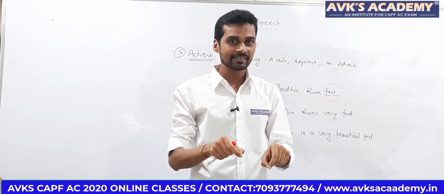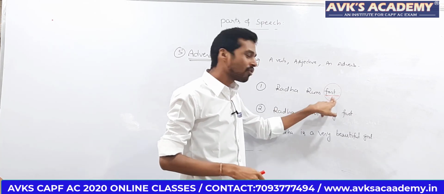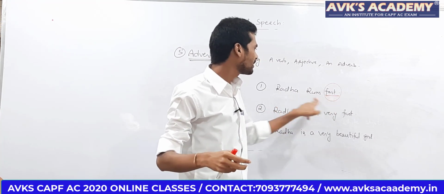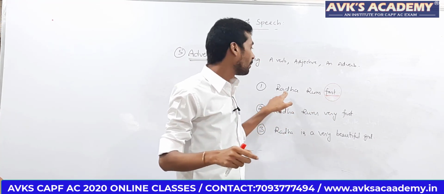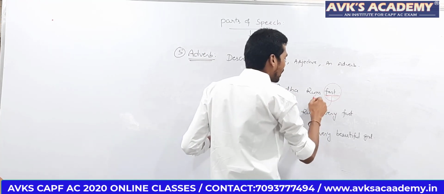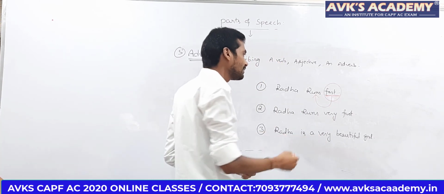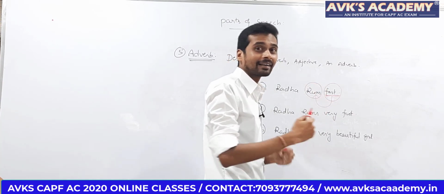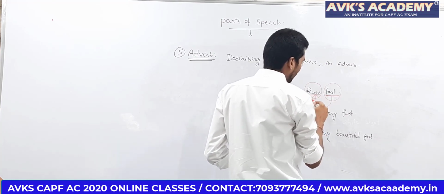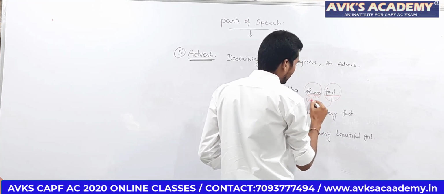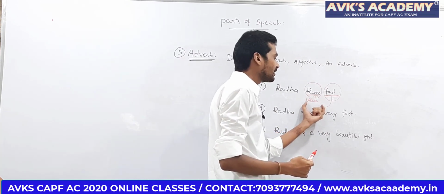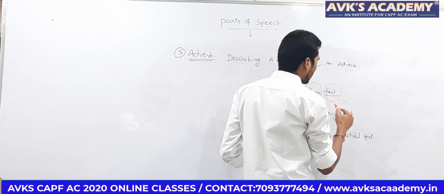But in the adverb's case, this fast is not describing Radha directly, but how she runs. Fast describes how Radha runs. That means it is describing run. So run is what? A verb. Run is an action. That's why it is a verb part of speech. Since it is describing a verb, fast becomes what? An adverb.